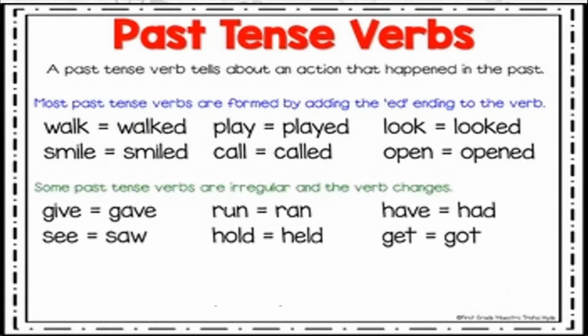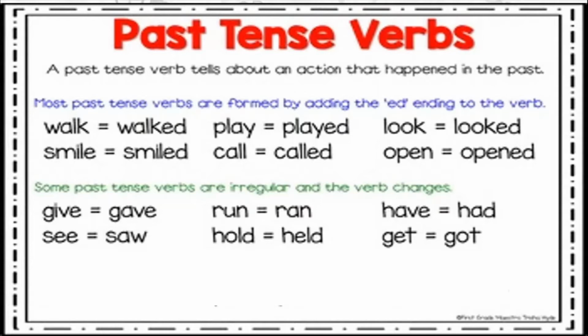Some more examples. Now some past tenses are irregular and sometimes the verb changes. For example, give becomes gave. Okay? Run becomes ran. Give doesn't become gived, or run doesn't become runned.